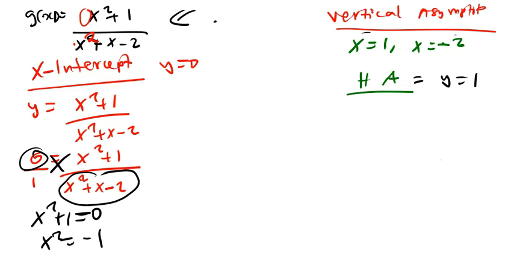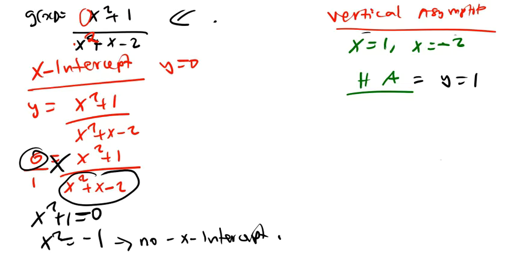Can you square a number and get negative 1? So you can't square a number and get -1. In this case, we don't have an x-intercept. So we have no x-intercept. You solve this, you show it.